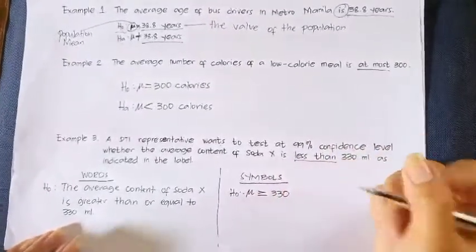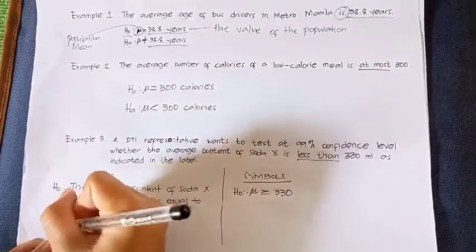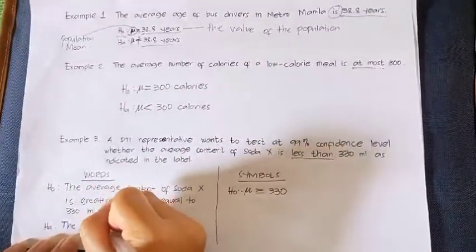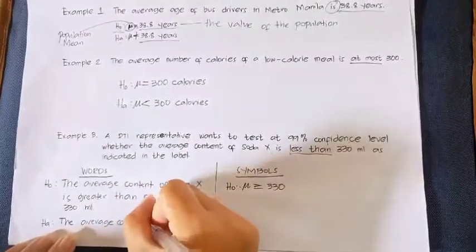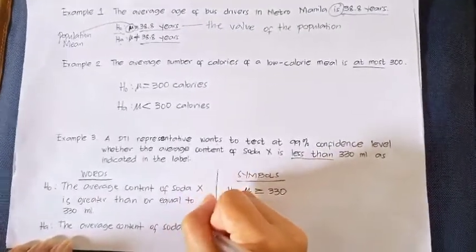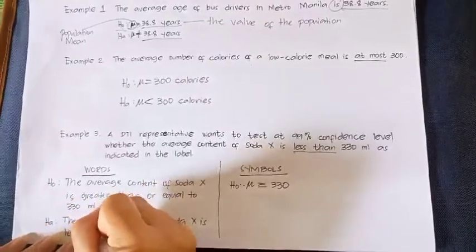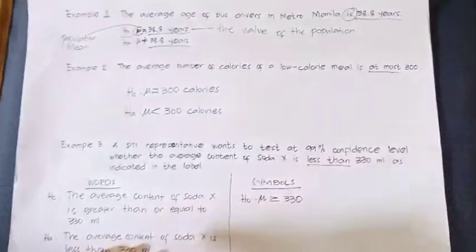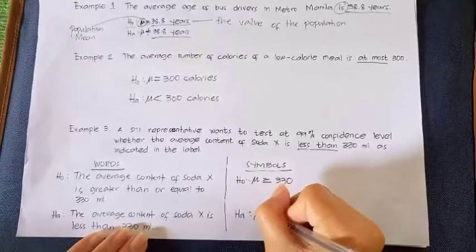Now, what is our alternative hypothesis? Our alternative hypothesis is the average content of soda X is less than 330 ml. And the symbol should be like this.